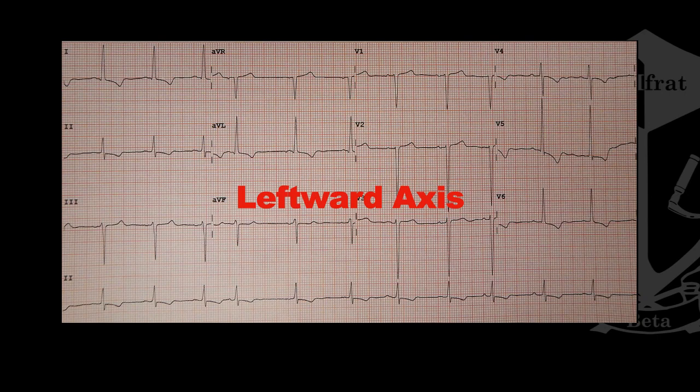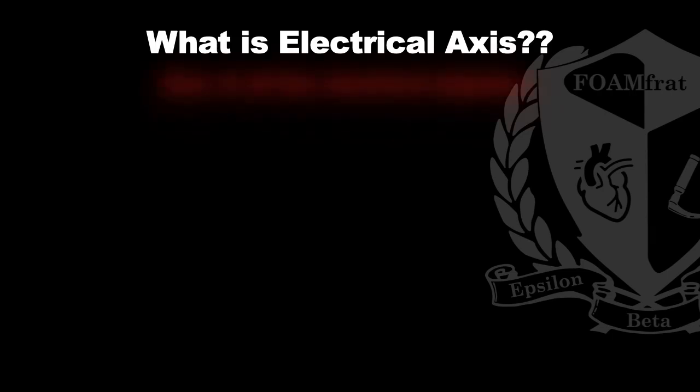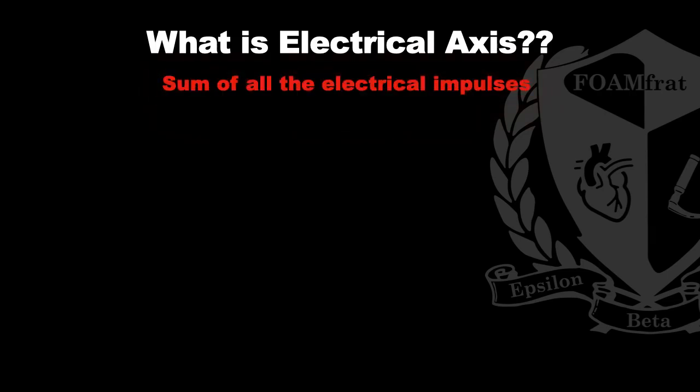And then in the following videos, we'll talk about what some of the differential diagnoses are for a leftward axis, rightward axis, and the no man's land axis. And so in order to start, we have to talk about what an electrical axis is. The basic definition is that it's a sum of all the electrical impulses in the heart.